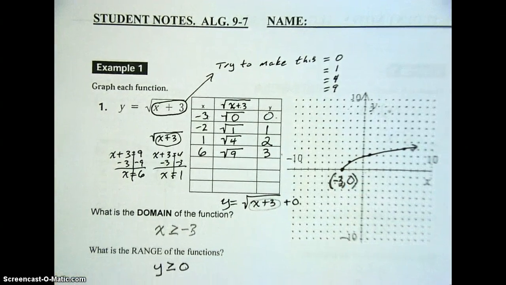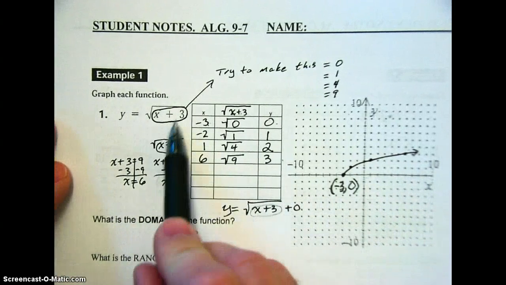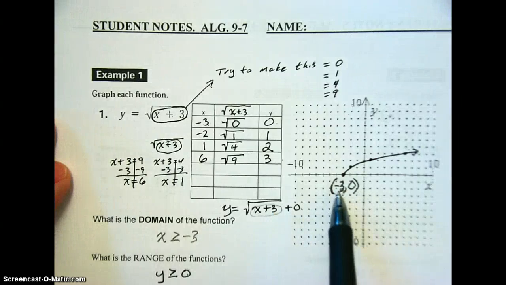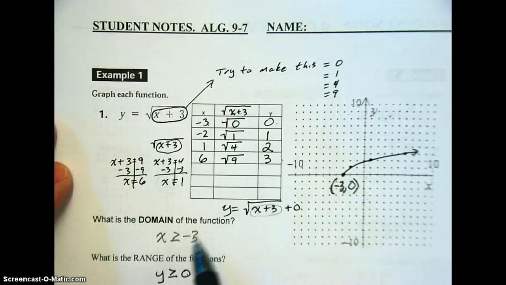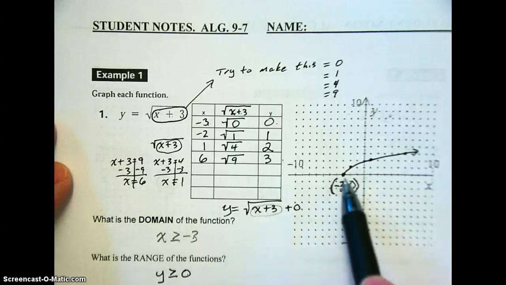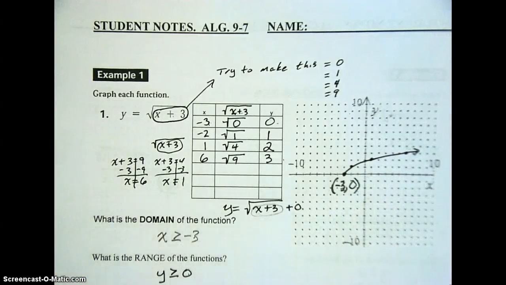Any questions there? So the domain and range are always found back here, and we're going to keep talking about that as we go on. But it's that point, it's what makes this 0. Notice it's the opposite of what was here. It's -3. And then since it's getting bigger and bigger, it's greater than or equal to. Okay, try number 2.